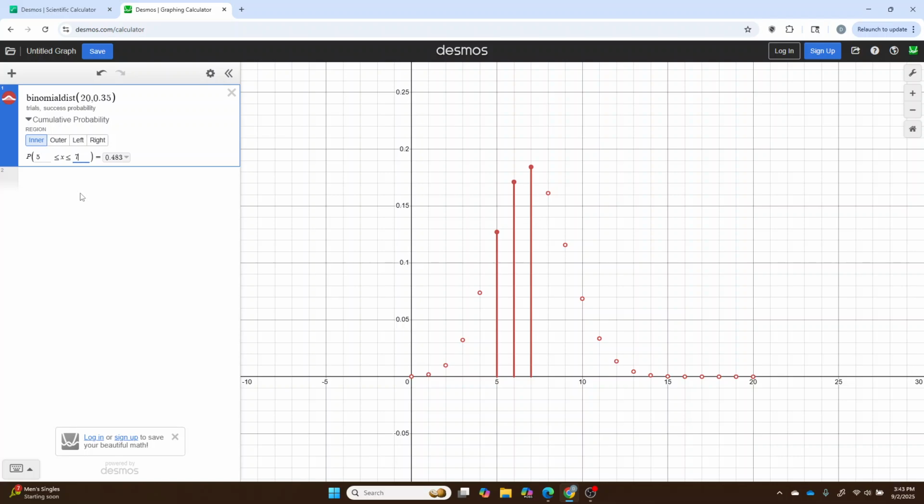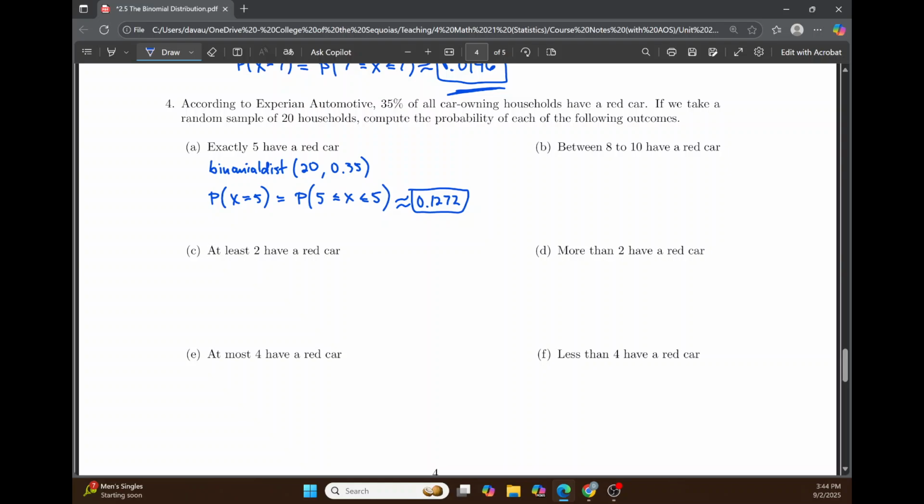Okay, Part B asks for the probability that between 8 and 10 households have a red car. So I'll tell you what, I'm not going to keep rewriting this binomial dist thing because it's not really going to change. The only thing that does change is the probability I'm looking for. So here I'm going to look for the probability that x is between 8 and 10. So I'm going to look for the tool in the calculator that will allow me to do this.